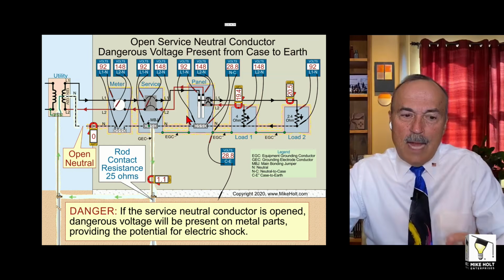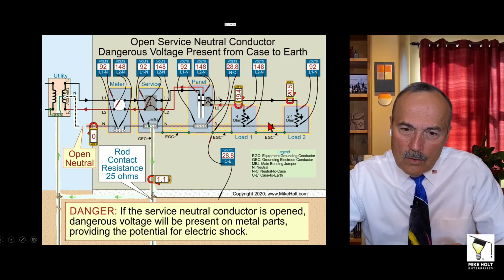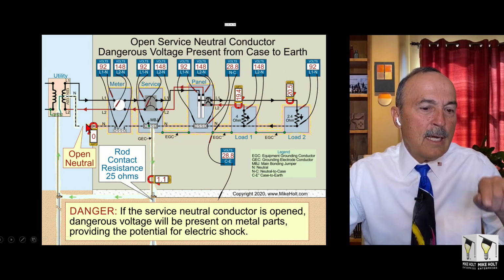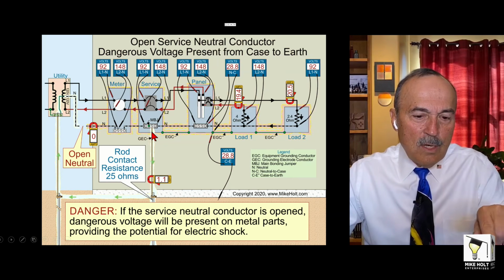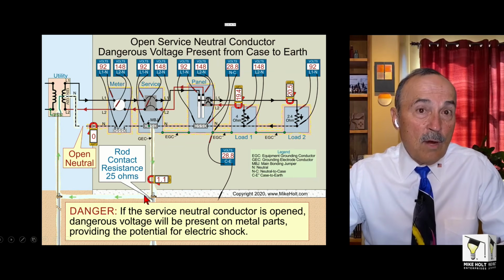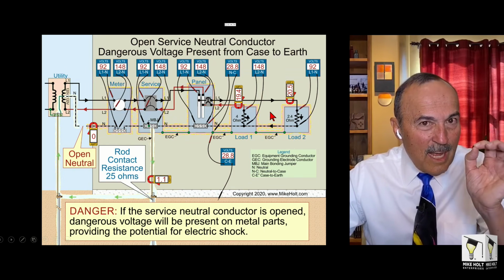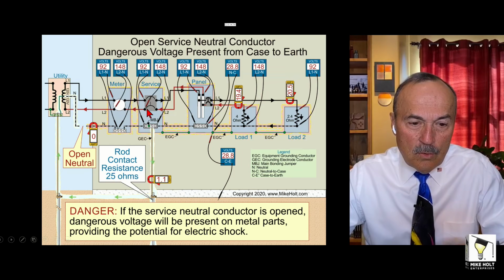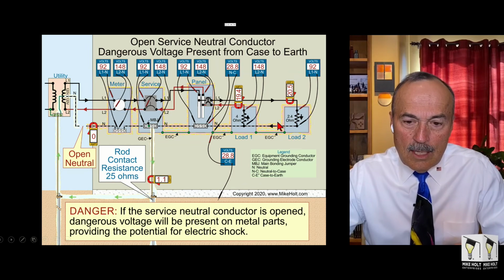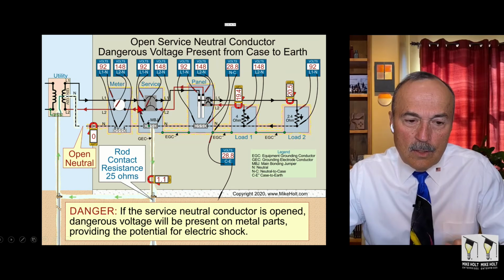Because here's what happens. See, current leaves on line 1. Got it. It goes over to the neutral. Got it. And it comes back on the neutral, but it can't get back to the utility. But guess what? It can get to the utility because we do have, let's say, a 25 ohm ground rod. So electrons are returning to some small level. And on line 2, electrons are also going on line 2.